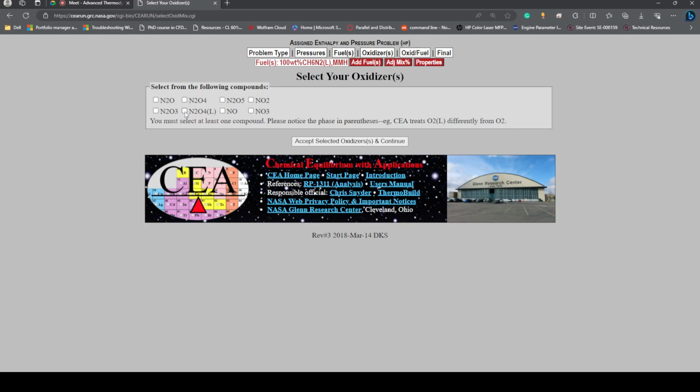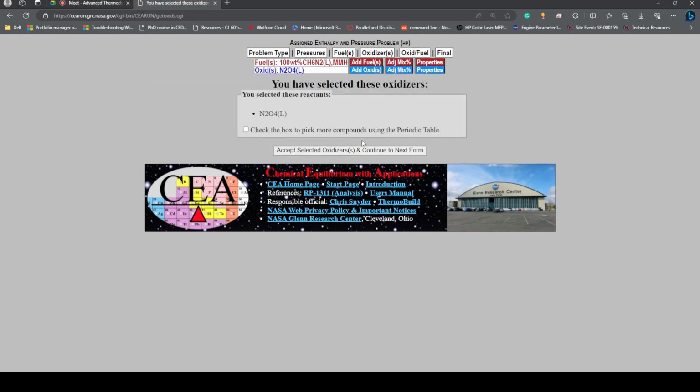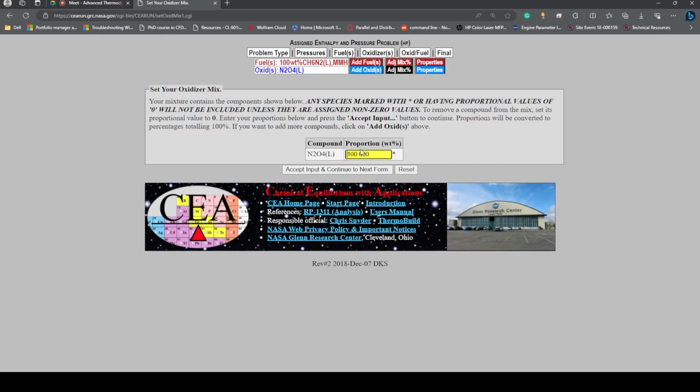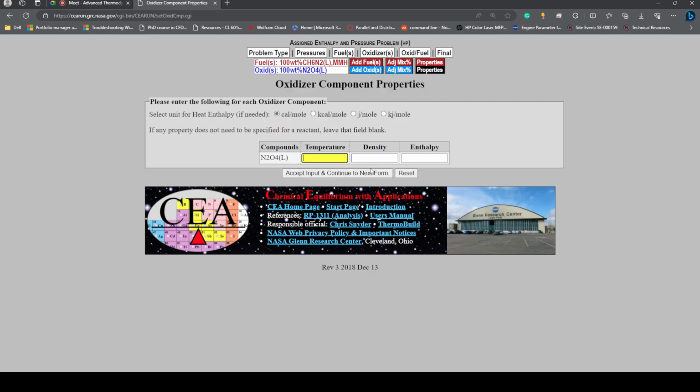Here you have N2O4 liquid. Let's select that, and again same thing. Again, the oxidizer also can be a mixture. So right now we have the initial temperature as 298 Kelvin. Other things you don't need to change.